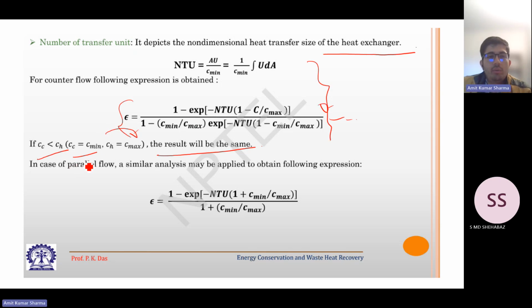In case of parallel flow, a similar analysis may be applied to obtain the following expression. This is for the counter flow. This is for the parallel flow. I think if there's a question on the NTU and all, you will get a formula table maybe.